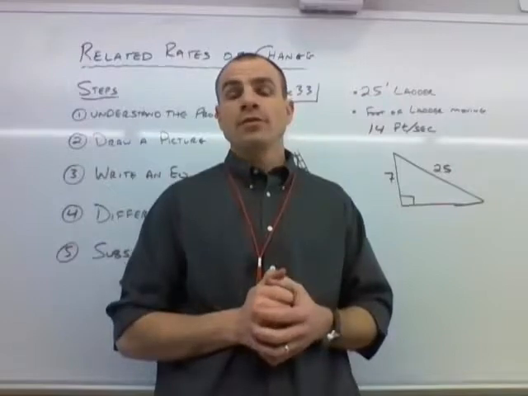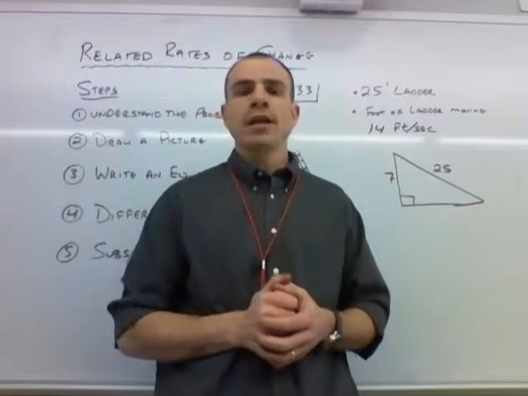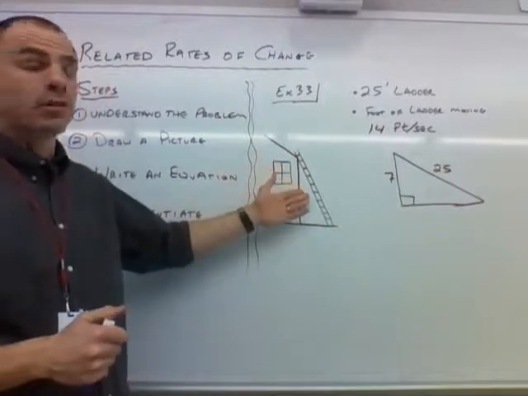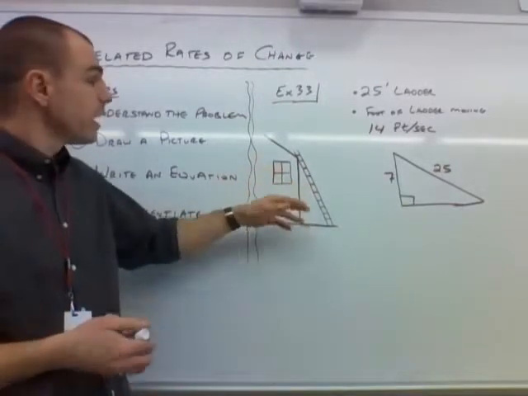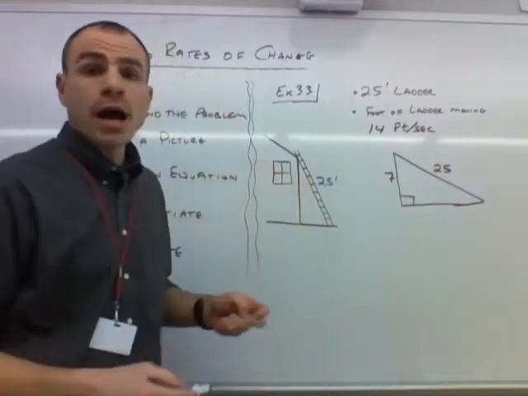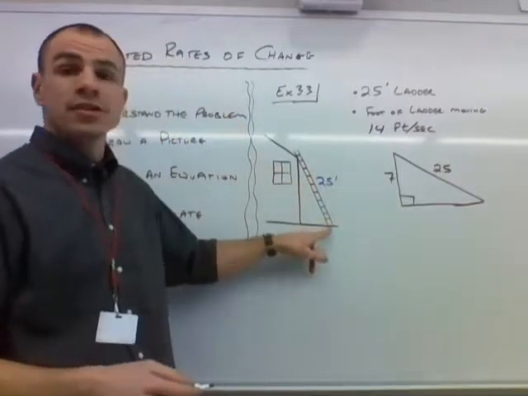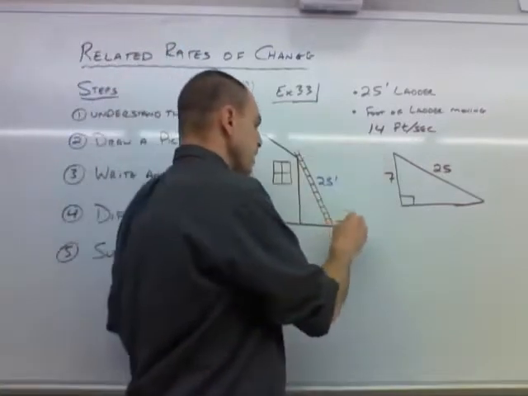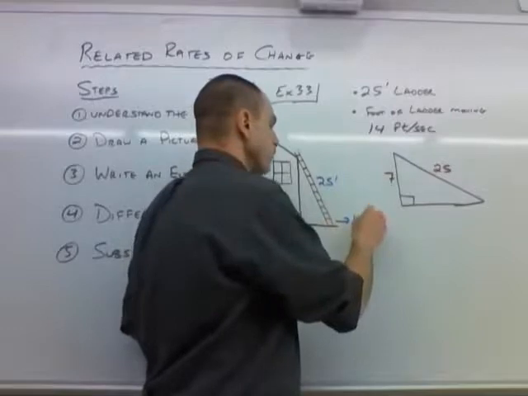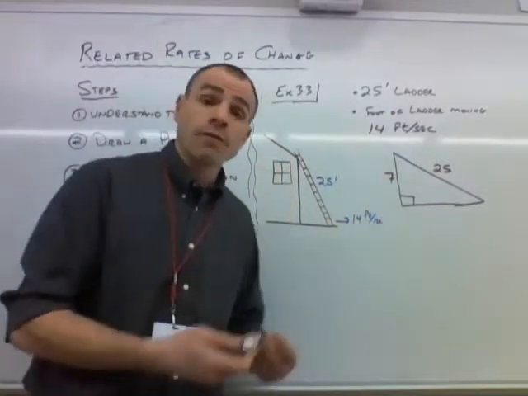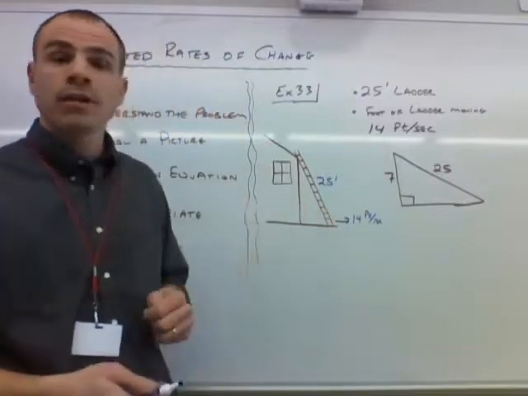So 33 has two parts as well. Part A, we're looking at a ladder which is leaning up against the wall of, let's say, a house here, and it's a 25-foot ladder. All right, and the bottom of the ladder starts to slide away from the wall at a rate of 14 feet per second. So the bottom of the ladder is going out at 14 feet per second. All right. So this ladder is coming down awfully fast, and hopefully there's nobody underneath there.